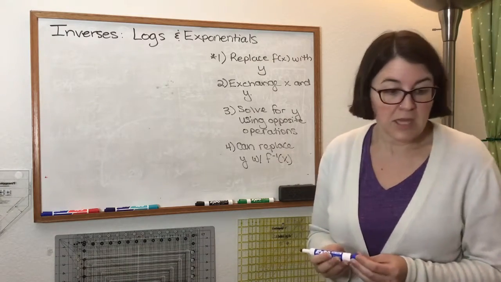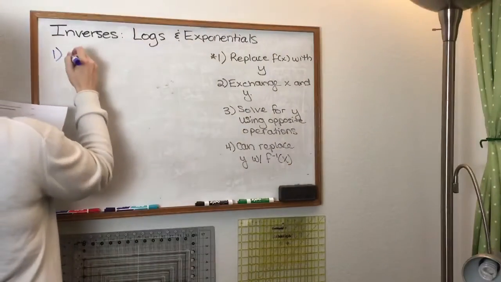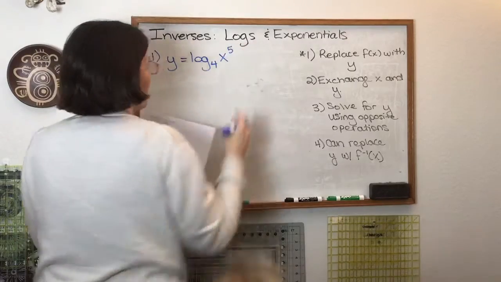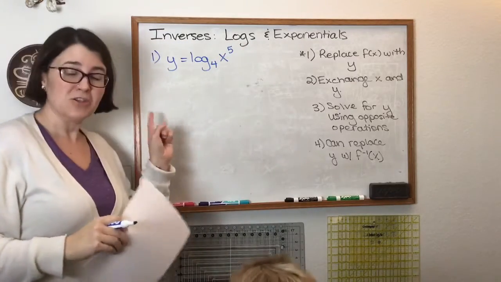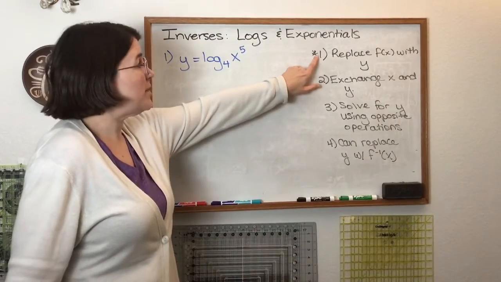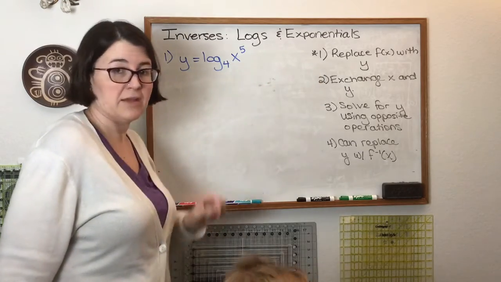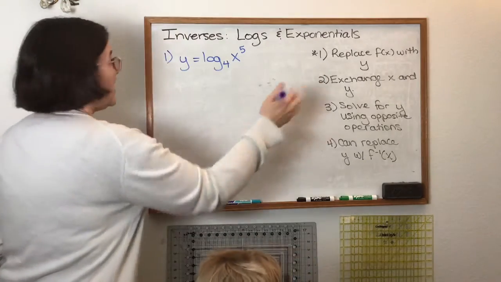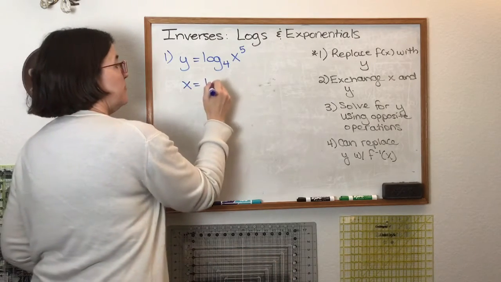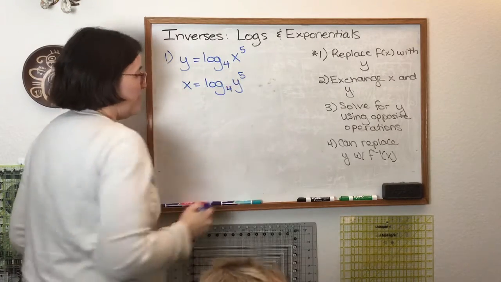So let's start with the very first problem. The very first problem on the worksheet says y equals log base 4 of x to the 5th. And what I want you to notice is I actually have this worksheet written so that all of them are y's. That's why I put the little star here, because for these equations, the y is already here. We don't need to replace the f of x. All right, so now I'm going to move to my second step, which is to take the x and the y and literally exchange their locations. So now I have x equals log base 4 of y to the 5th.